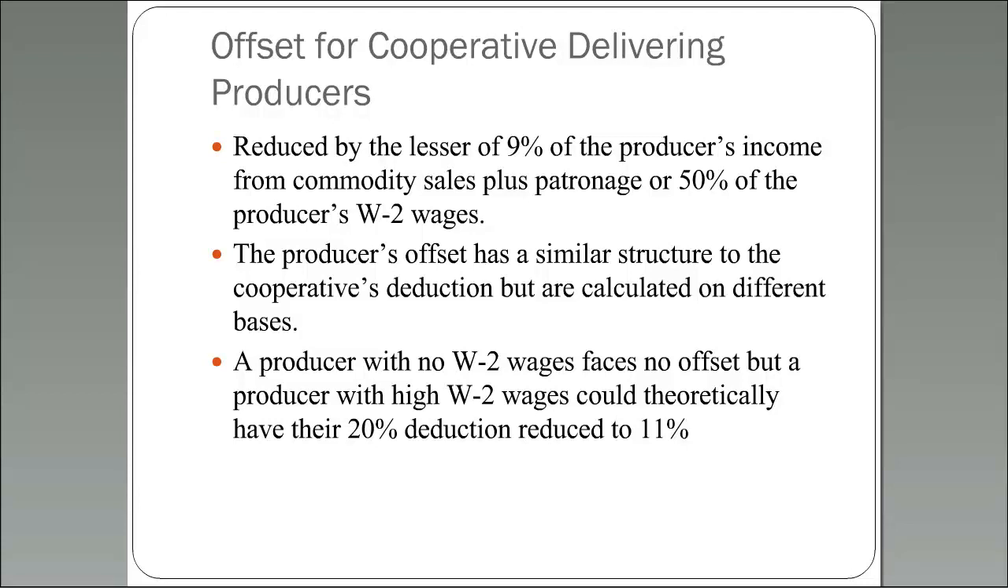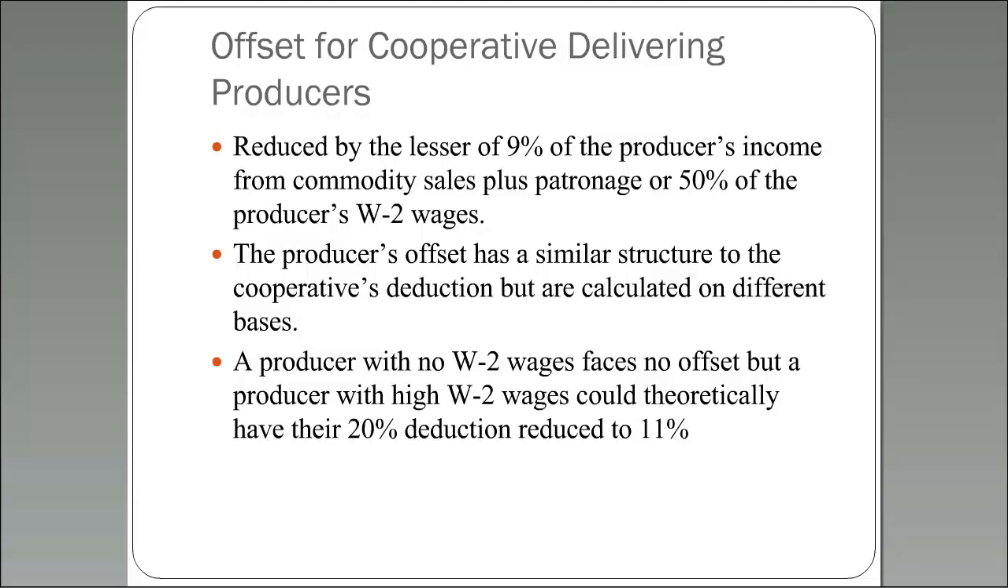So it sounds like they were creating a similar offset on the producer side, to offset what they got from the cooperative, but there's really no link between the two. So a key point here is that a producer with no W-2 wages has no offset. If you have high W-2 wages, theoretically, you could get the full 9% offset, and so your 20% reduction could come down to as low as 11%. So that's kind of the worst case scenario.